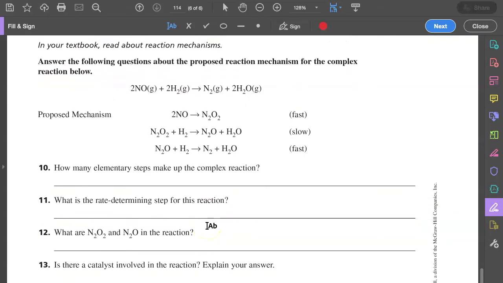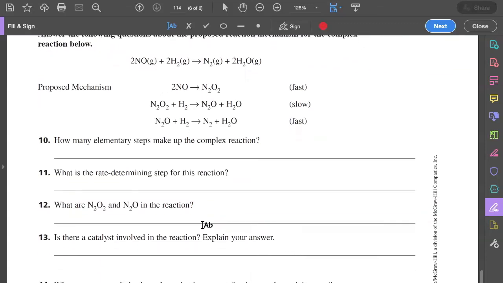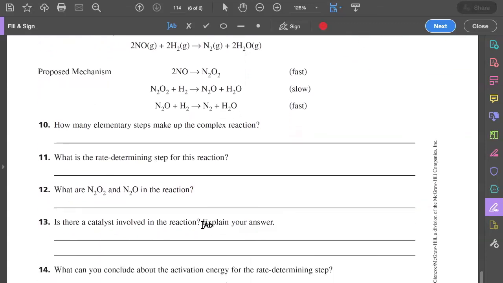Last section, we have a complex reaction here, and we're going to be asked questions about the mechanism. Number 10, how many elementary steps make up this complex reaction? Sure, the answer is 3. Very plainly, we can see here's 1 step, a 2nd step, and a 3rd step.